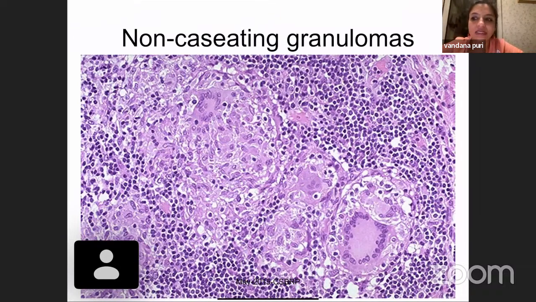This is a non-caseating granuloma. You can see these Langerhans giant cells, and the slipper-shaped nuclei which you see are epithelioid cells. So there are a lot of epithelioid cells, Langerhans giant cells, and lymphocytes. This is what is called non-caseating granulomas, which everybody has to be very clear about. It is a very classical feature of Crohn's disease, and it is seen in at least 35% of Crohn's disease.